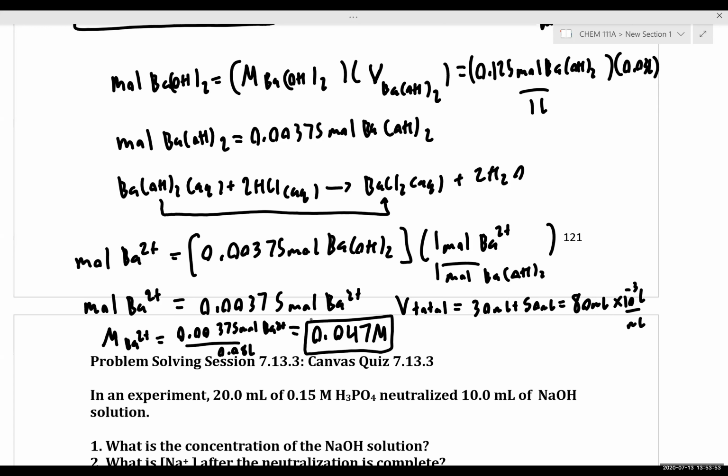Does this second part make sense to everyone? If we wanted to figure out the concentration of barium at the end of our reaction, we calculate the moles of barium using our stoichiometry, and then we calculate the total volume, and we take moles over volume to get molarity. Does that make sense to everyone? Any questions on this example?